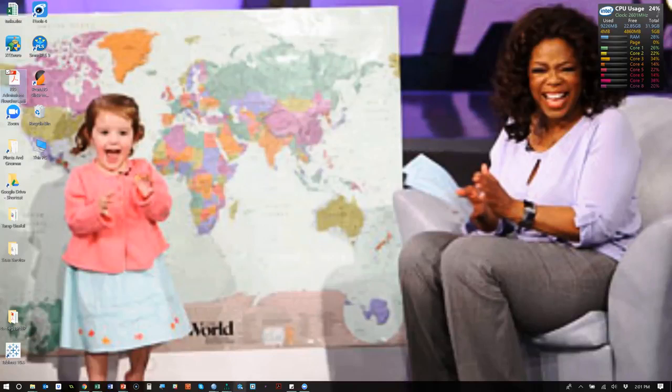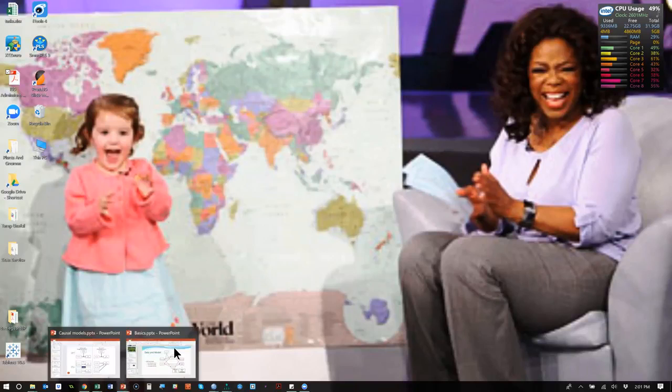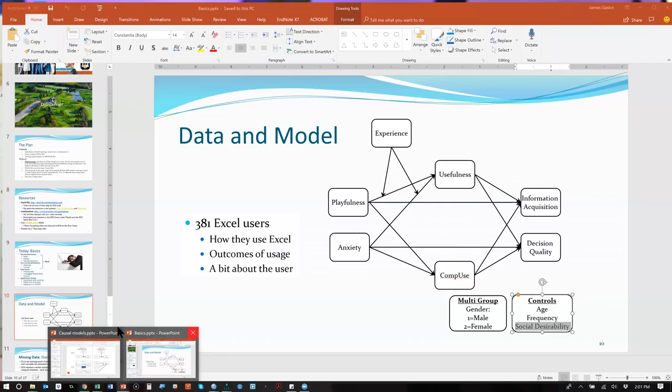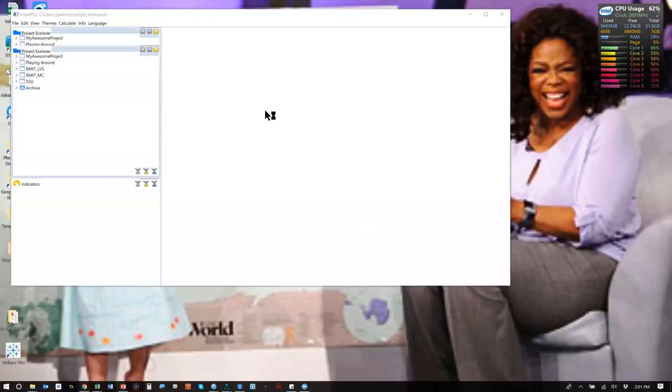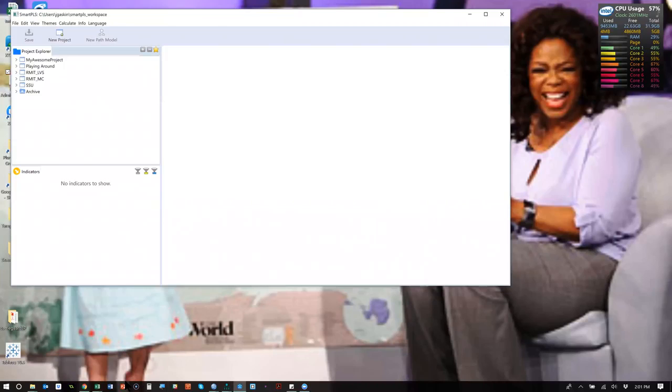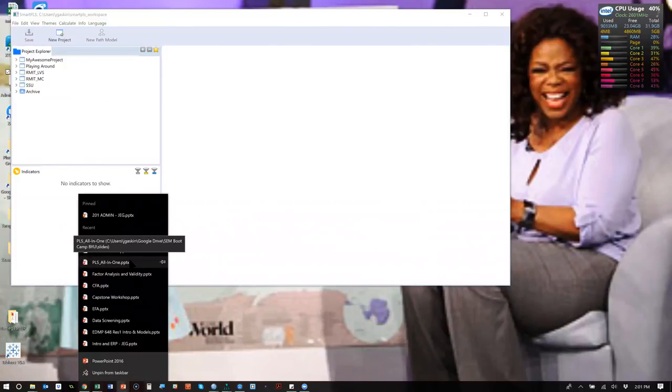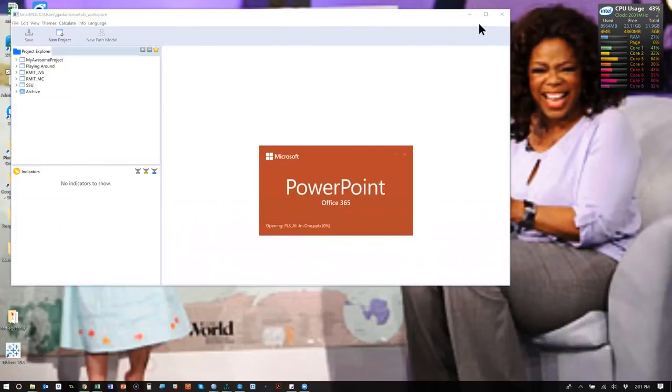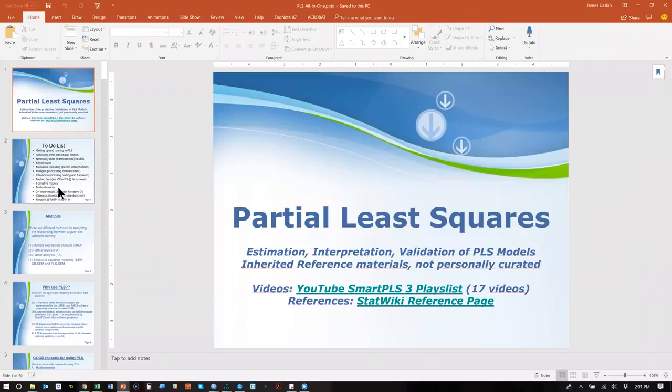SmartPLS is, where's my SmartPLS? Right here. If you have SmartPLS, open it up. I also have slides on this in the slide folder. I'm actually not going to go through these slides, but I'll show you that we do have slides. These slides were put together by a different professor. I borrowed them, tweaked them a little bit, but mostly they're not curated by me. I just put two slides at the very beginning. That's my contribution.